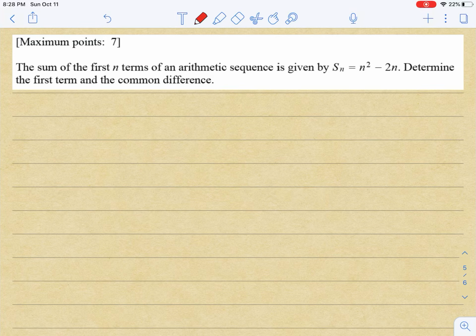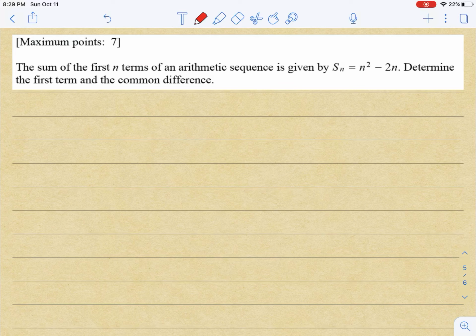Hello, maths fans. We are looking at an example question for an arithmetic sequence, the sum of an arithmetic sequence. I suggest pausing this now to have a read of the question, see what you can do yourselves, and then I'll go through how I would tackle it.